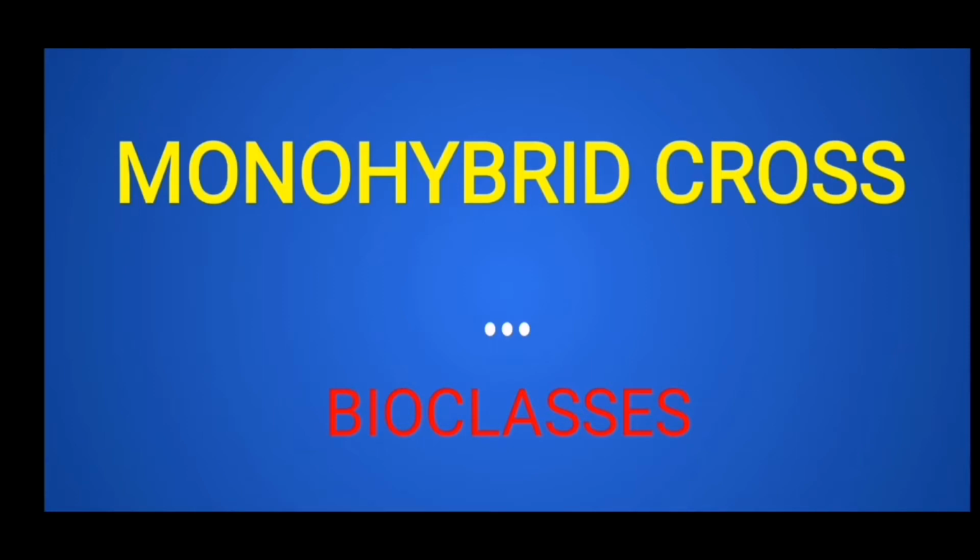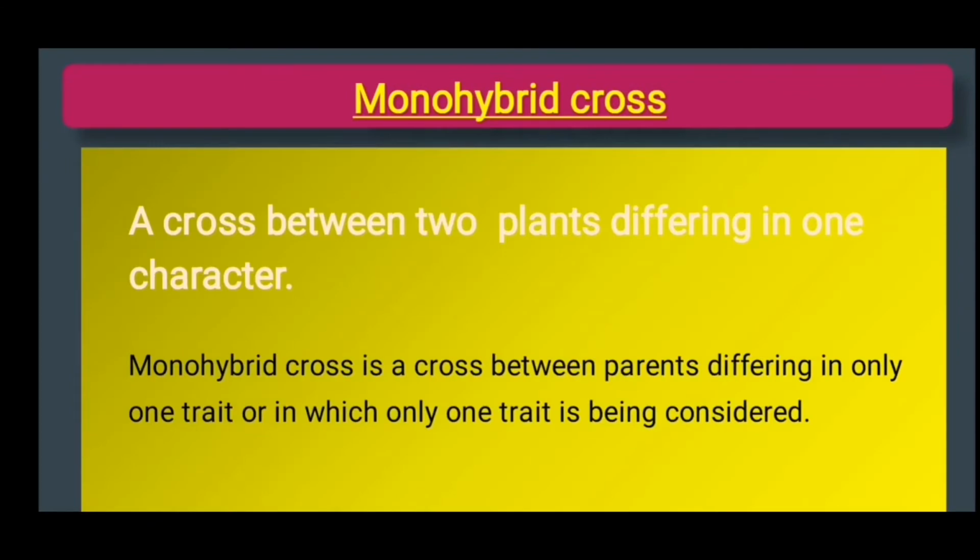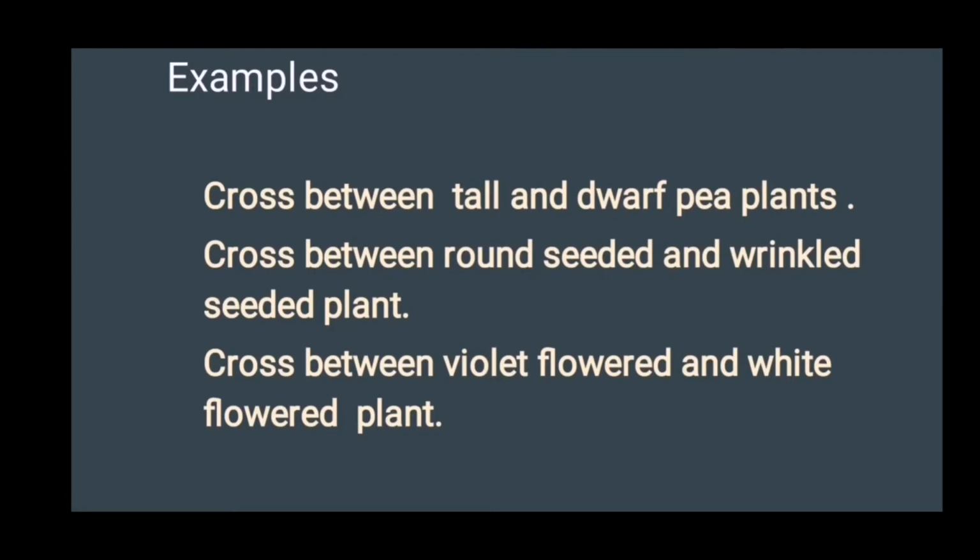In this video, let us discuss what is a monohybrid cross done by Gregor Johannes Mendel. What's a monohybrid cross? A monohybrid cross is a cross between two plants differing in one character. A cross involving one character at a time. A cross between two plants by considering one character at a time is called monohybrid cross. So monohybrid cross is a cross between parents differing in only one trait or in which only one trait is being considered. So let us see some examples for monohybrid cross.